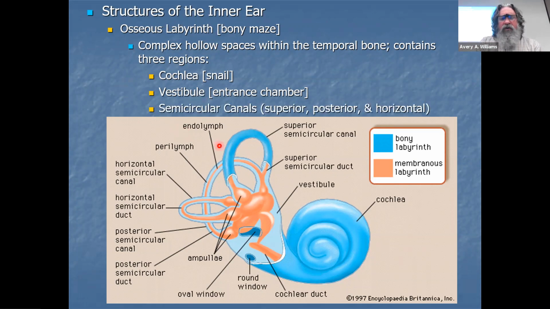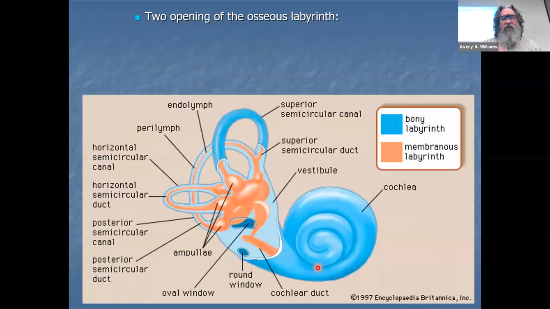And then the third part are all these ring-like structures. Those are the semicircular canals. And there's three: a superior, posterior, and horizontal semicircular canal. And of course, they're all connected to the vestibule. Like the cochlea is also connected to the vestibule. So the vestibule is in the middle. You got canals on one side and cochlea on the other.